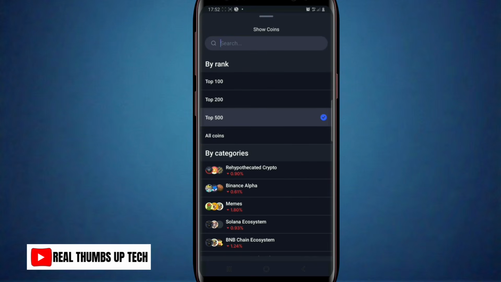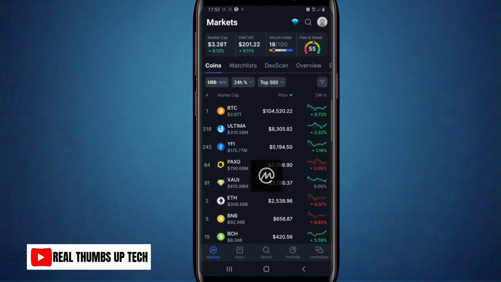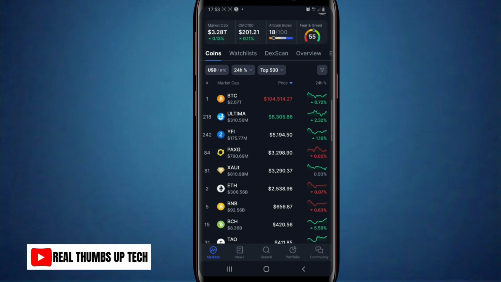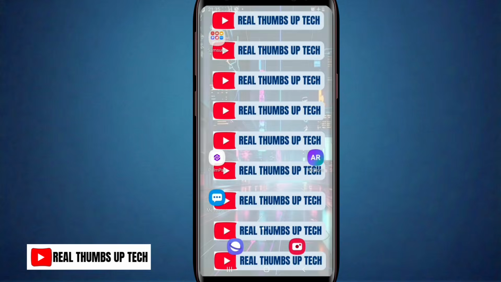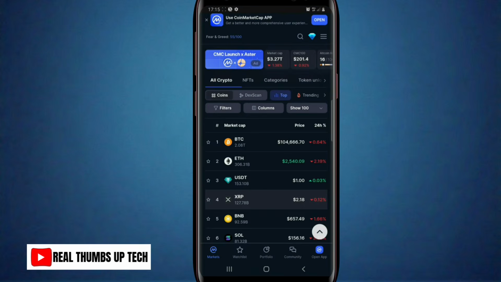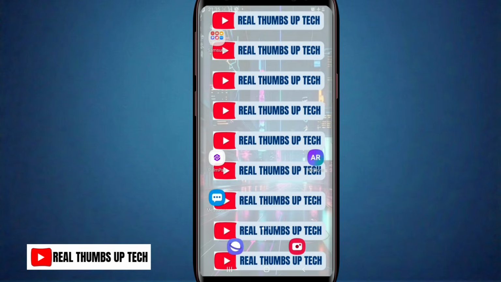So me, I want to go for top 500, but you can decide to go for all coins, all right? It all depends on what you want. Sometimes you may decide to go for top 100. So let me select top 500. All right, so here are the coins. You can see BTC and the rest of the coins. If you scroll down, you will see many of them on my screen. They are just the current rates as at the time I'm recording the video. The ones you see on your own screen may not be the same because the prices are not stable, they fluctuate. Okay, so work with the ones you have on your own screen.